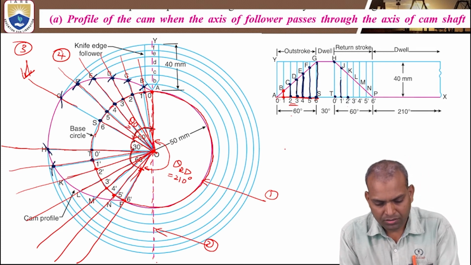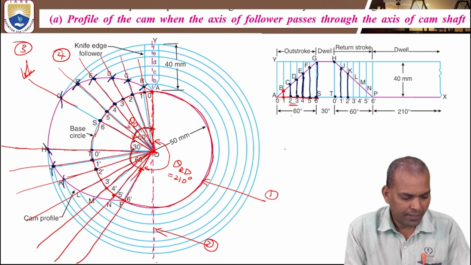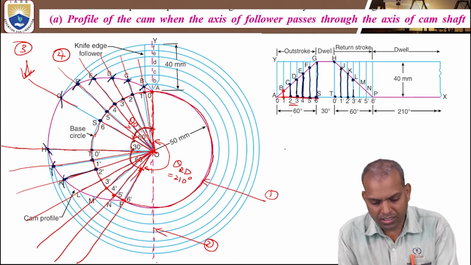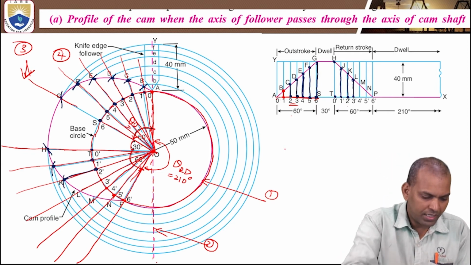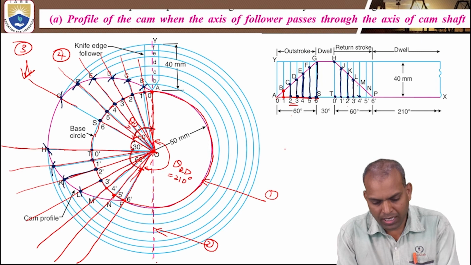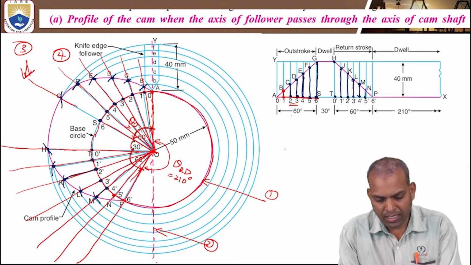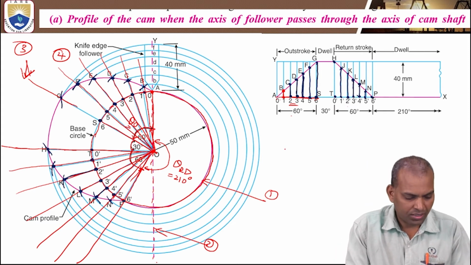Next, 2 dash, 1 dash to J. 2 dash to K. This is the 2 dash and it is K. Next, 3 dash to L distance. Take the 3 dash to L with the help of the compass and mark this 3 dash to L. Next, 4 dash to M. This is the 4 dash and it is M. Next, 5 dash to N. This is the 5 dash on the base circle and it is N. 5 dash to N. 6 dash, we write our 6 dash here.